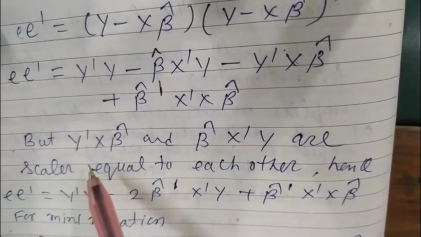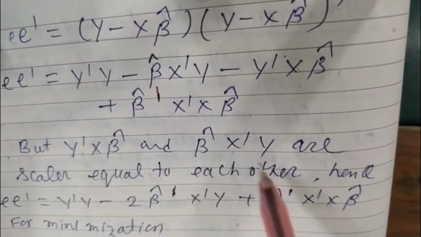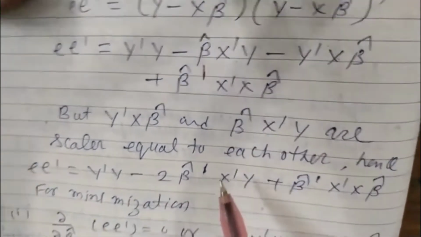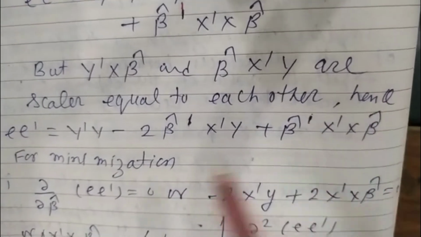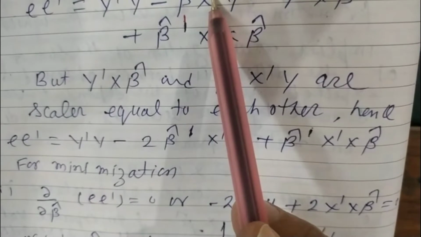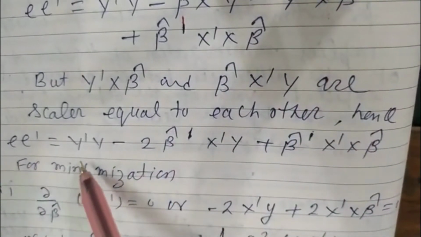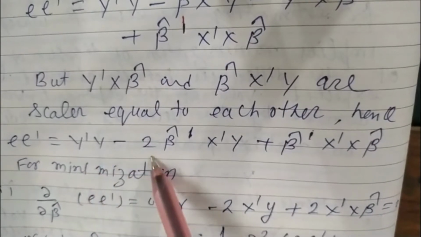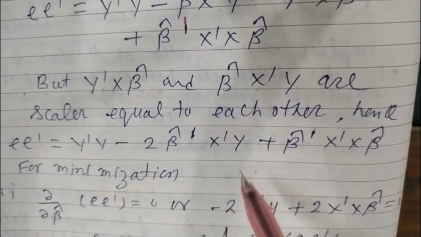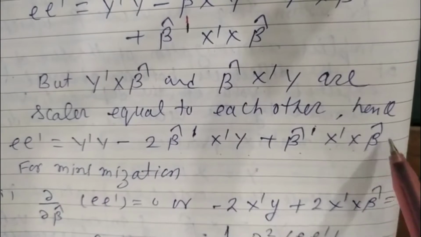But y transpose x estimated beta and estimated beta transpose x transpose y are scalars, equal to each other. Hence we can take them as equal, and it will become E transpose E equal to y transpose y minus 2 estimated beta transpose x transpose y plus estimated beta transpose x transpose x estimated beta.